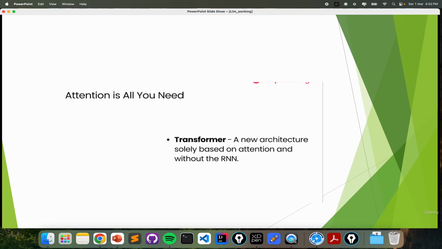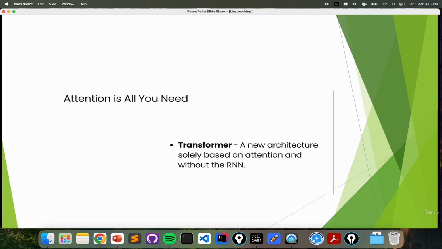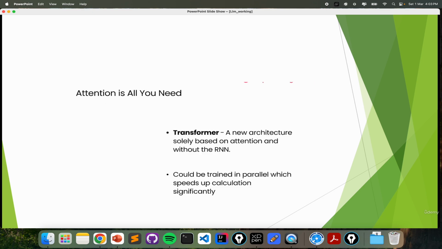We are going to see about the attention architecture. It is solely based on attention but without the RNN. It is also useful because training can be done in parallel in the transformer. That's the main reason it was so scalable.